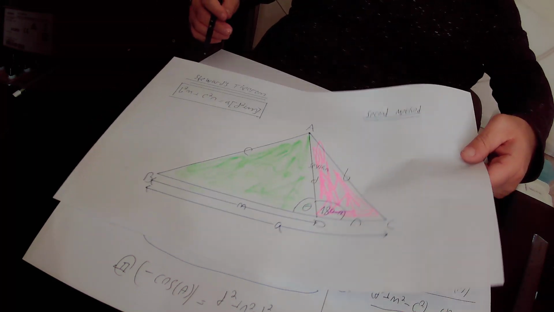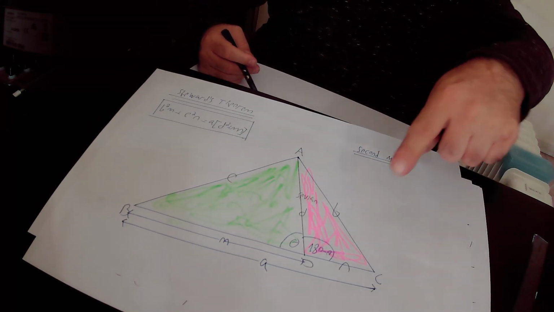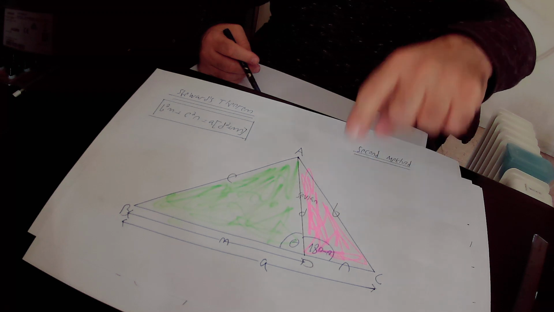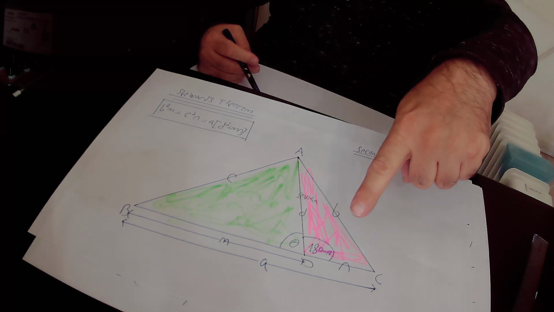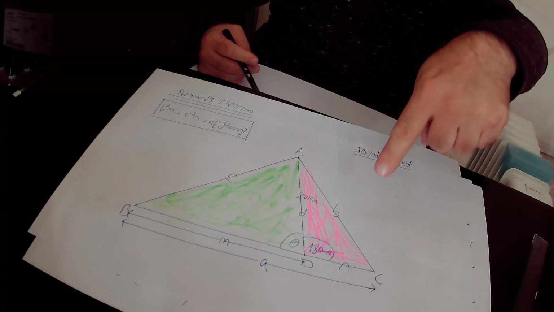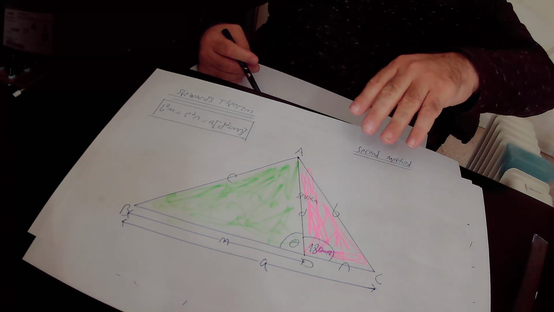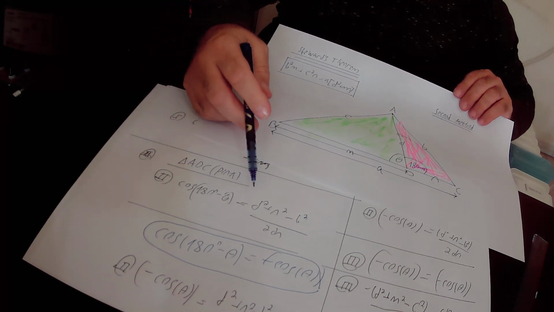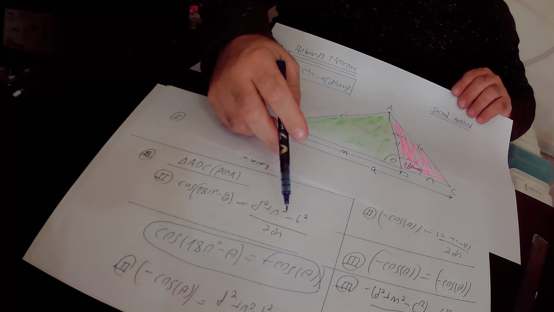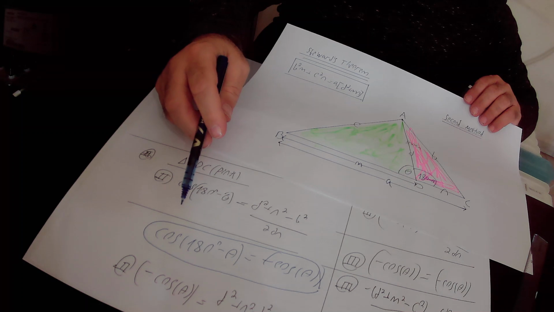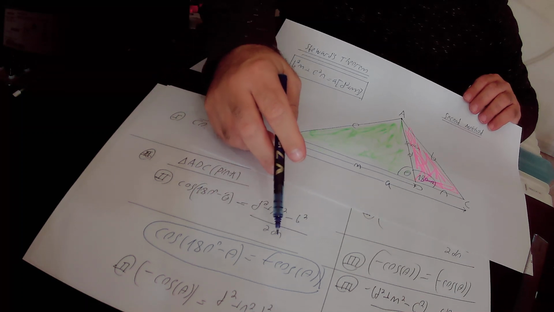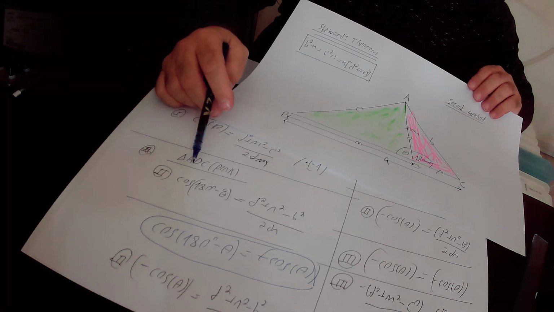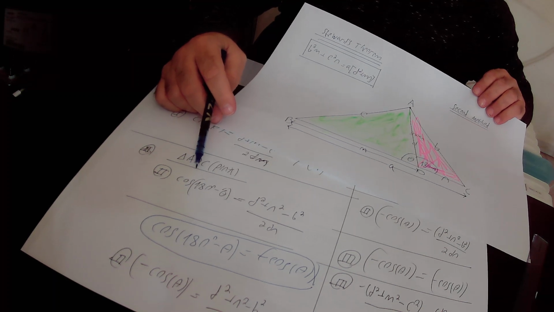Then we implemented the law of cosines in the pink triangle, triangle ADC. According to the law of cosines, cosine 180 degrees minus theta equals d squared plus n squared minus b squared over 2 times dn. We have the trigonometric identity that states that cosine 180 degrees minus theta equals minus cosine theta. Therefore, we can substitute cosine 180 degrees minus theta in this equation, equation number 2, by minus cosine theta.